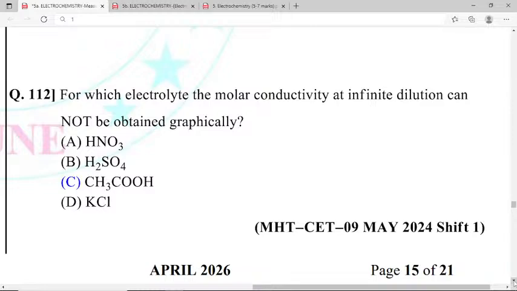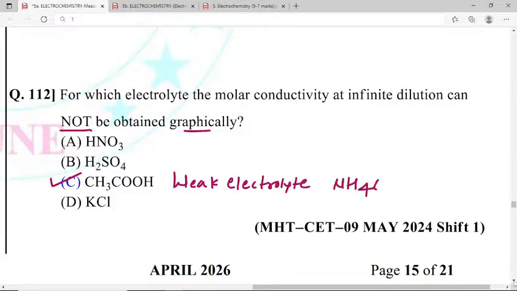For which electrolyte the molar conductivity at infinite dilution cannot be obtained graphically? Acetic acid is a weak electrolyte. Weak electrolyte. Also NH4OH, ammonium hydroxide also there.